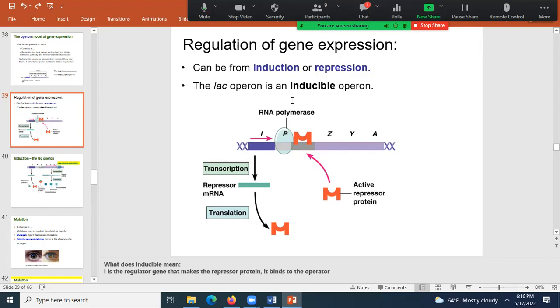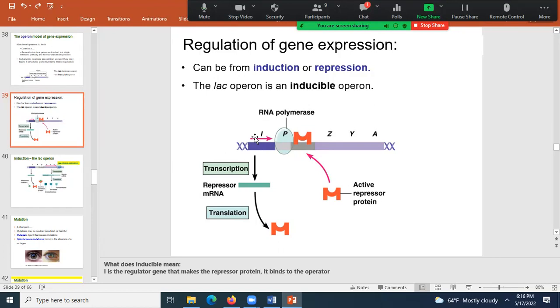How it is turned off is there's another regulatory gene, which is the I. It is not a part of the lac operon. In fact, it is its own operon. And this gene controls the expression of the lac operon.